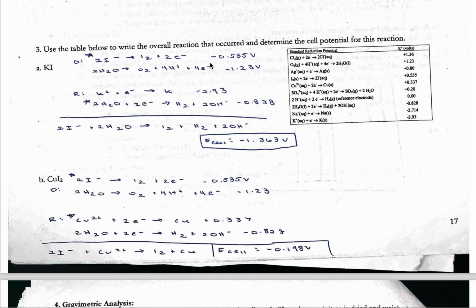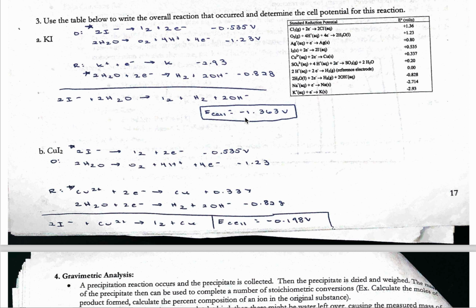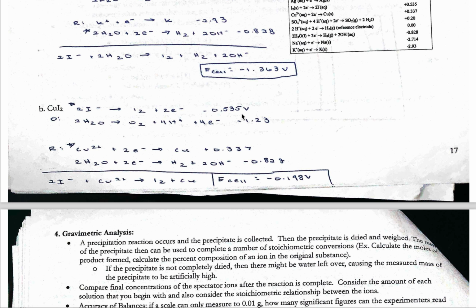And so I just compare them. I figure out which one is less negative. So in this case, the iodide is, and in this case, the water is. Then I add the 2 reactions together, and therefore I add my cell potentials together, and I get negative 1.363. Even though it's negative, I still want the number that's going to be the least negative.